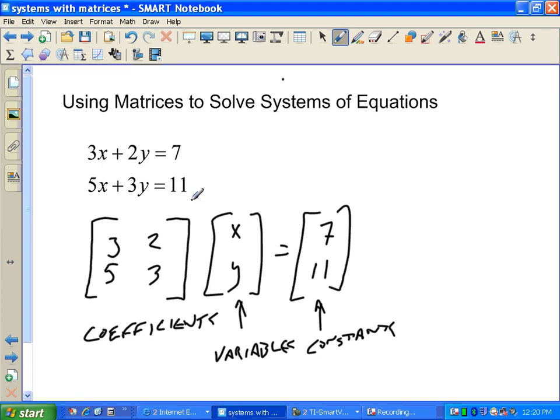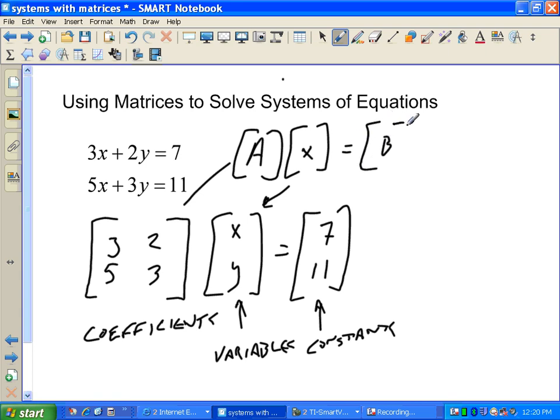We're going to simplify a little bit. I'm going to call this matrix, matrix A. I'm going to call this matrix, matrix X, and I'm going to call this matrix, matrix B. So if I multiply A times X, I get B.